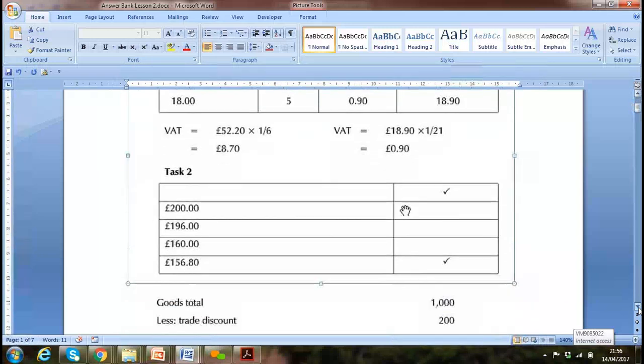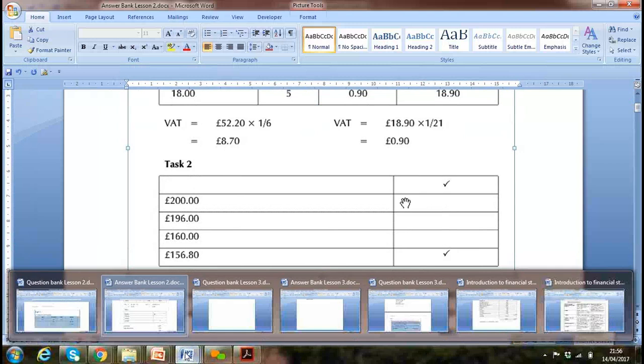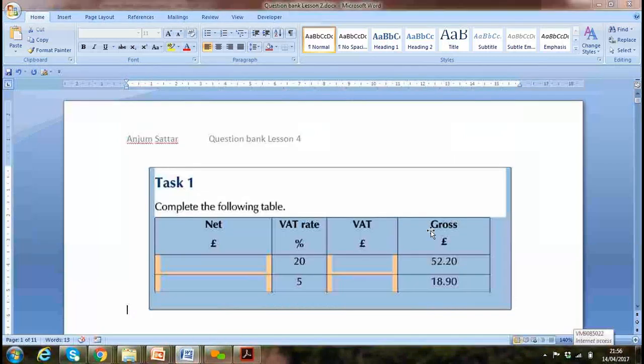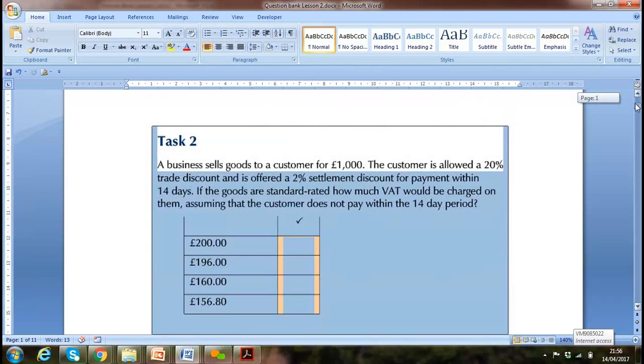Okay. So I sent you one separate handout, which is a question, and one handout is your answer. This handout is a question-like task. This handout is showing how much the customer is allowed a 20% trade discount. Trade discount means when we buy things in bulk.